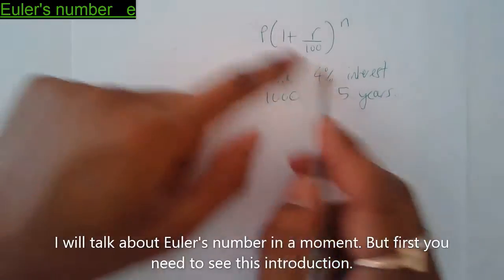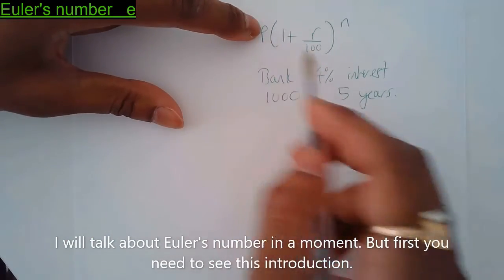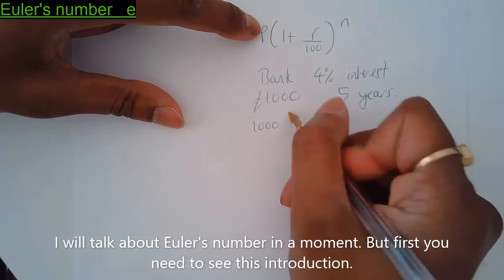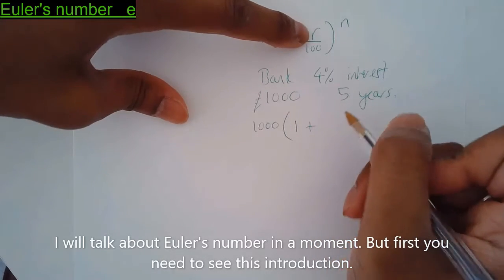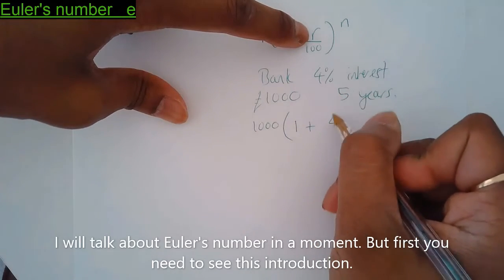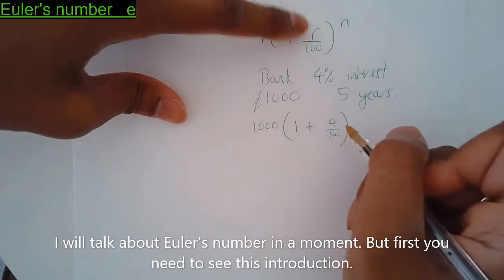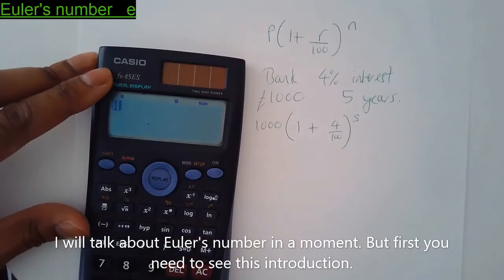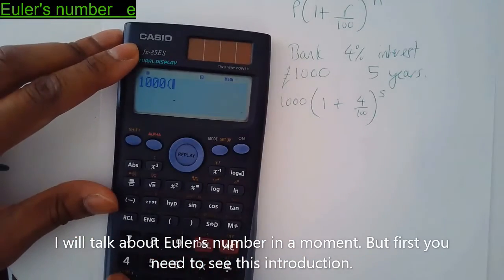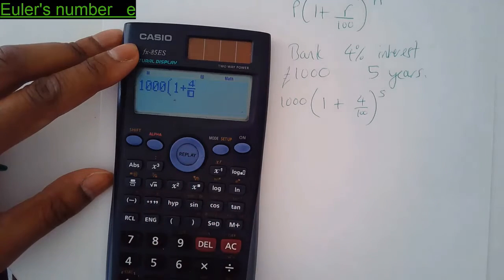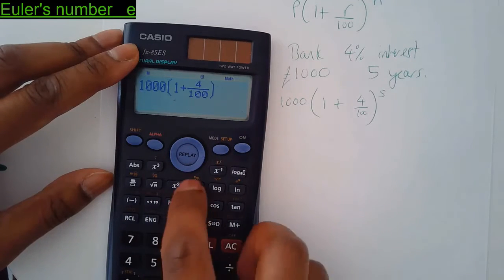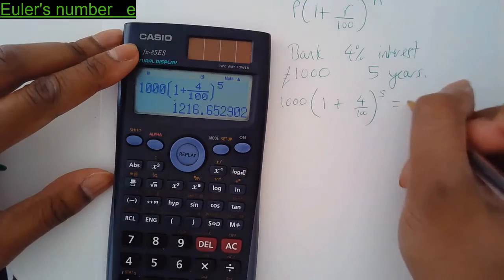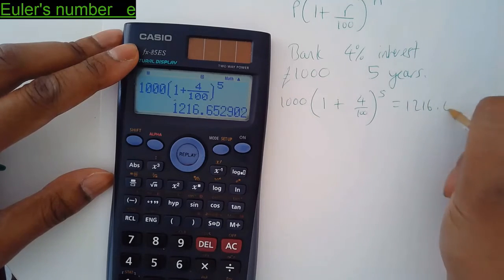So what you do is just put the numbers in. P is going to be £1,000. R is the interest. It's a percentage, so it's going to be out of 100. I'm going to do this over a period of 5 years. I'll just round that to 2 decimal places.